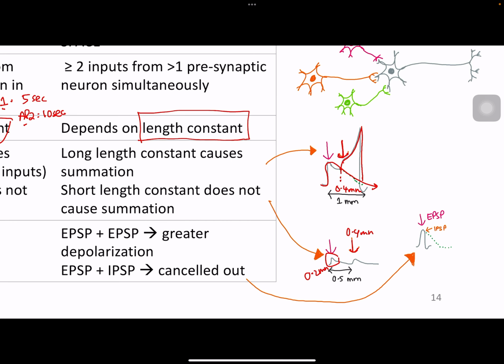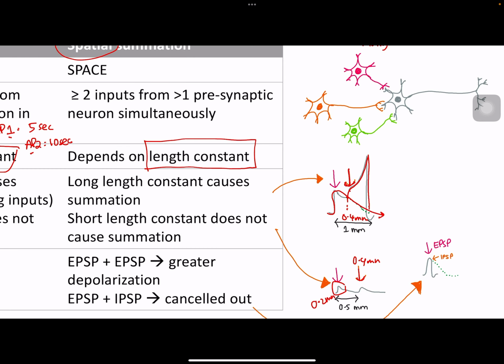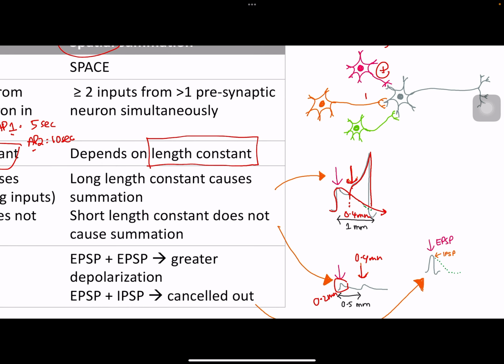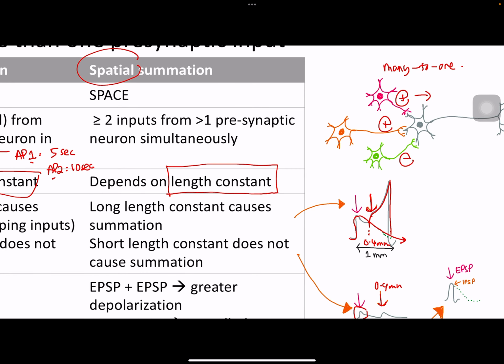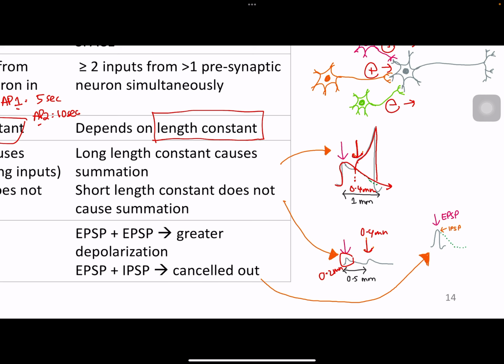Now with spatial summation, because there is different input from different types of cells, this could be excitatory, this could be excitatory, but this could be inhibitory. So what happens is that it needs to add up all the input. For example, this one causes depolarization, this one causes depolarization, but this one causes hyperpolarization. You can imagine if there is EPSP and EPSP, it causes greater depolarization, right? But if there is EPSP and IPSP being received by the same neuron, it may cancel out each other's effect. Therefore, there won't be any changes in the membrane potential.